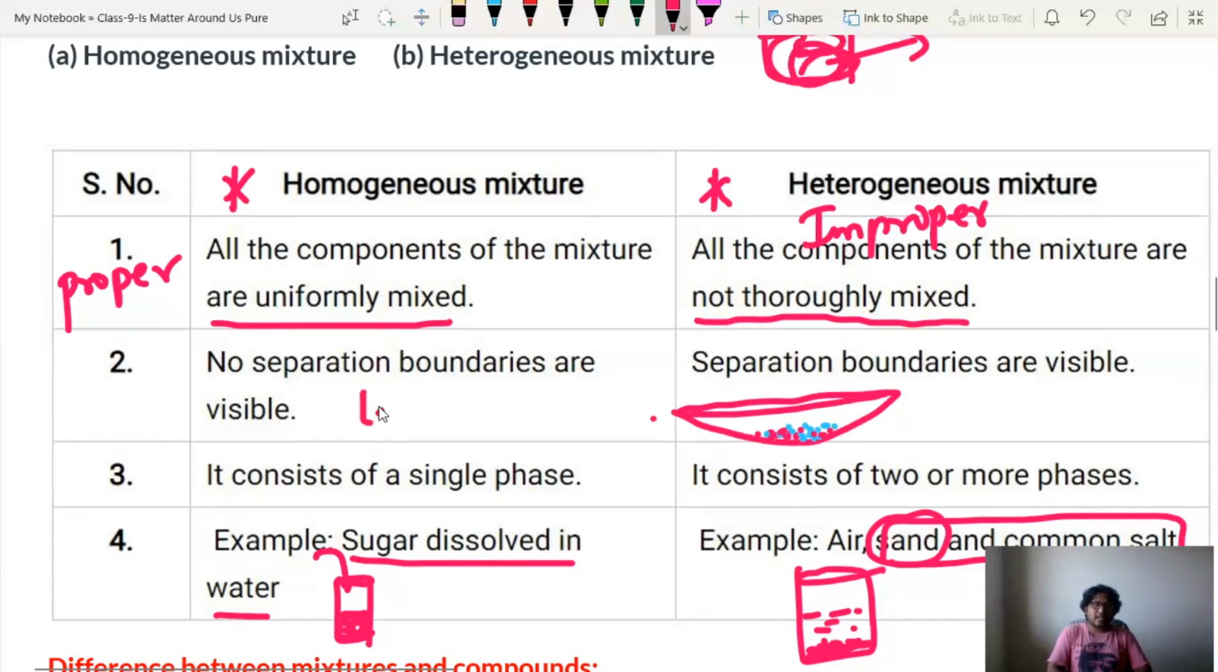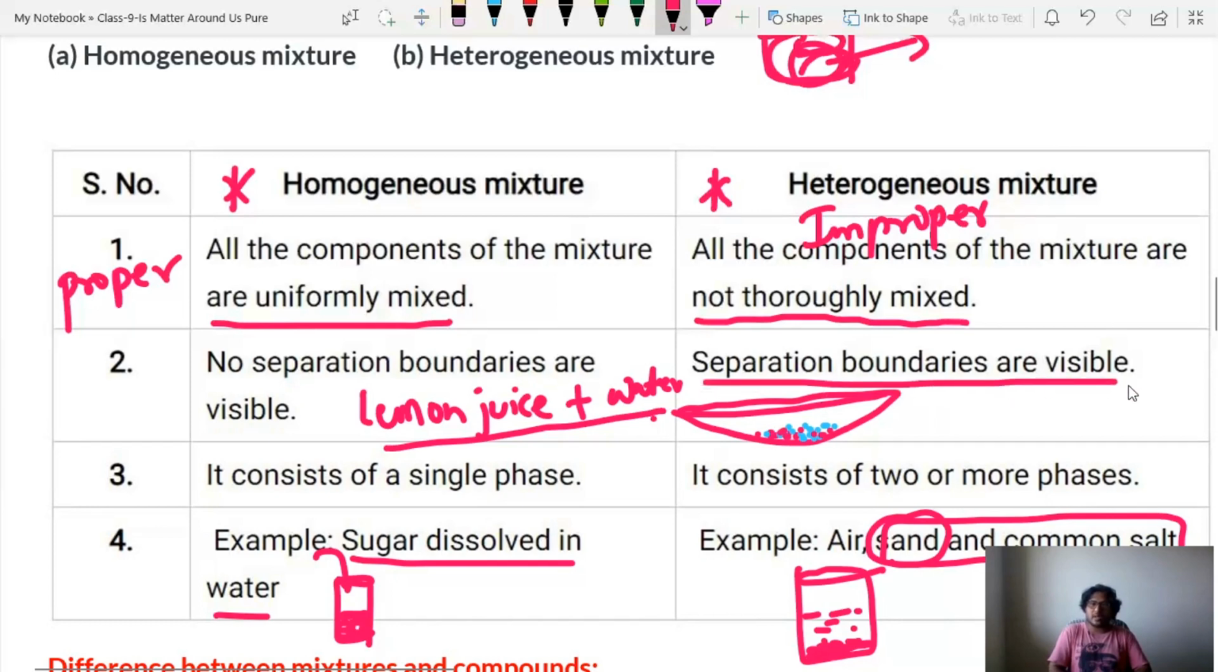If you mix lemon juice in water, that lemon juice will be completely mixed in water and there will be no boundaries. You cannot find any boundaries, you cannot find any layers. But while coming here, separation boundaries are visible. Easily those separation boundaries are visible and we can divide it, we can separate it also. And it consists of single phase. There will be only single solution. There will be no sediments, no extra particles, no extra molecules, no extra layers.